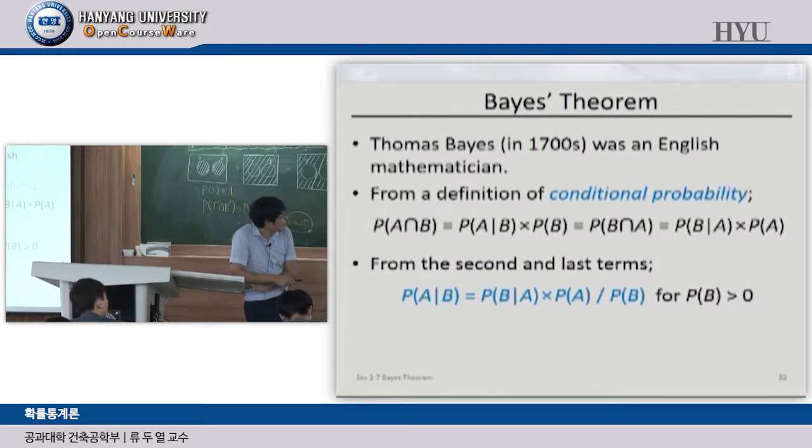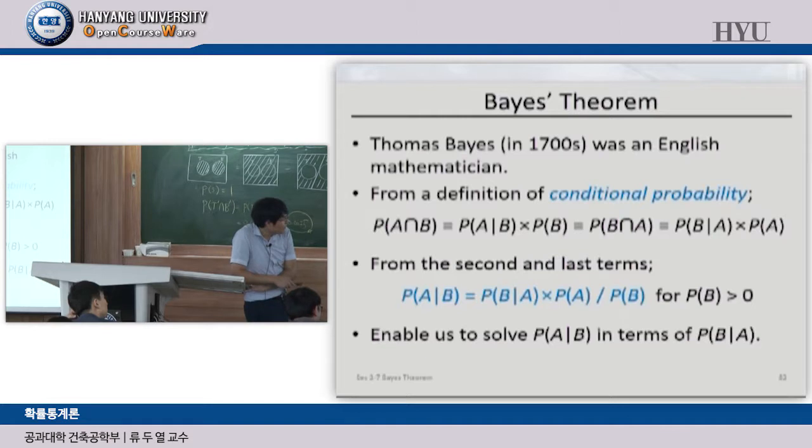So this Bayes theorem can be used when the probability of B is higher than 0. If the probability of B equals 0, we cannot use this equation, right? So Bayes' theorem enables us to solve the conditional probability of A given B in terms of the conditional probability of B given A.